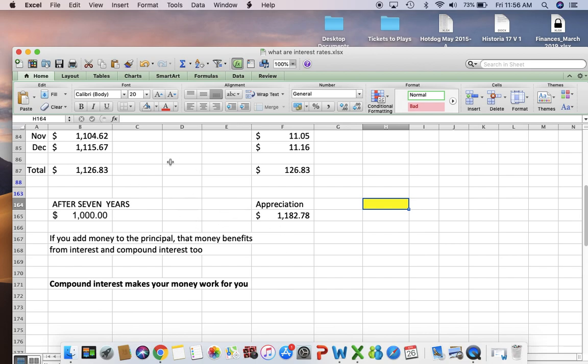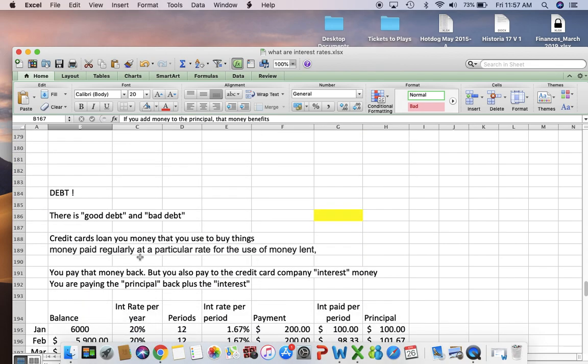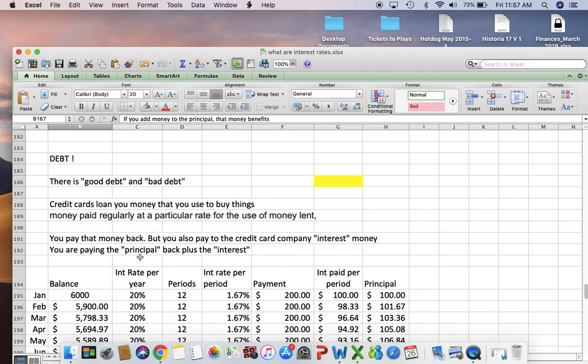One thing to mention about this thing we just talked about: if you add money to the principal, $50 a month, it's really going to add up, and all that money gets compound interest too. Bottom line is compound interest makes your money work for you. On the flip side, there's debt. So there's two kinds of debt. These are real terms, good debt and bad debt.